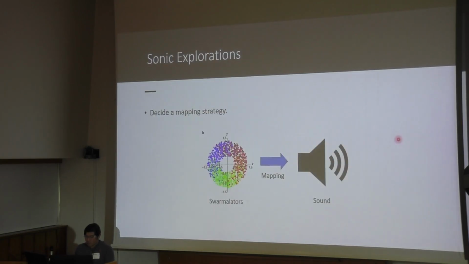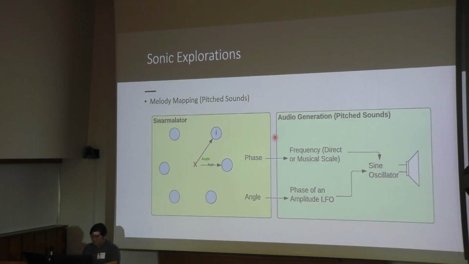Now, what I'm exploring is how we can map some parameters from these Swarmalators, this set of objects, to generate sound. So we have to design a kind of mapping strategy for doing that. I'm going to present two of them today, because we have many, almost infinite, options to do this. One of these is mapping with a melody or pitch sounds.